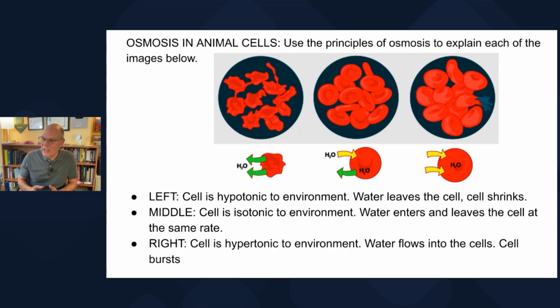And on the right side, the cell is hypertonic to its environment. There's a higher concentration of solute inside the cells than there is outside the cells. That's what would happen if you just put cells in water. Water will flow into the cell, and because these are animal cells, they don't have a wall, they'll expand and expand until the membrane ruptures.